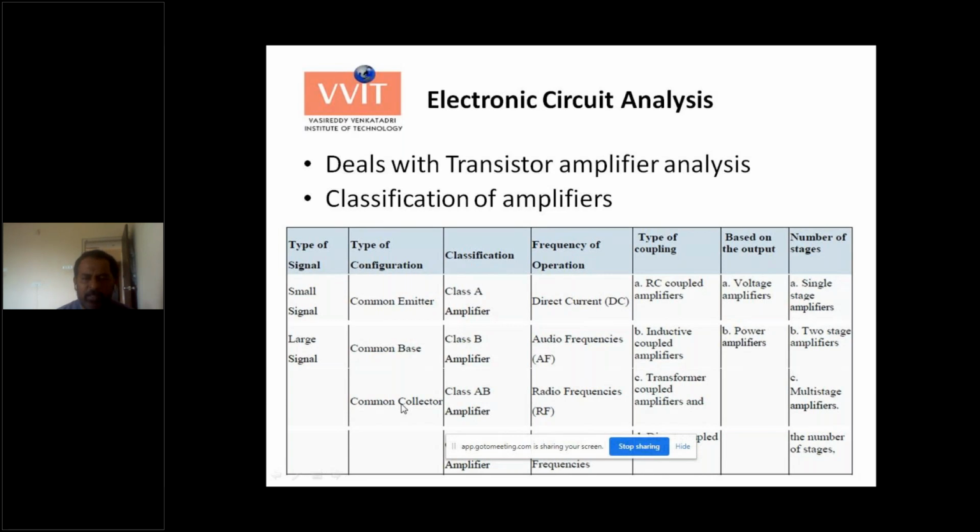Load can be connected to an amplifier in many ways, which is known as coupling. Basically, there are varieties of coupling. We are familiar with RC coupling. When we have done analysis, we have used RC coupling everywhere. Apart from RC coupling, we have inductive coupling, transformer coupling, as well as DC coupling.